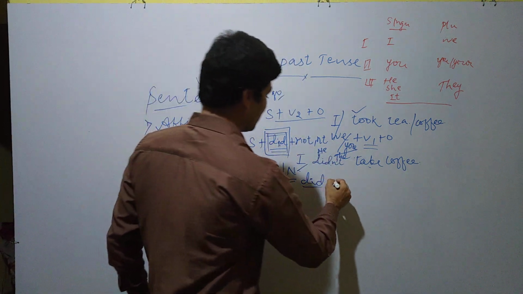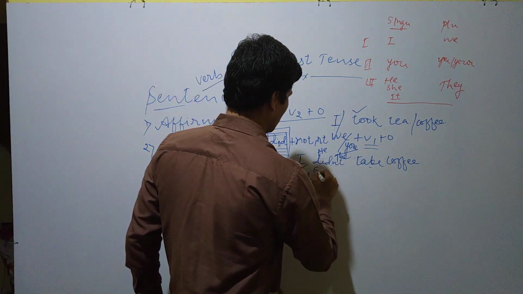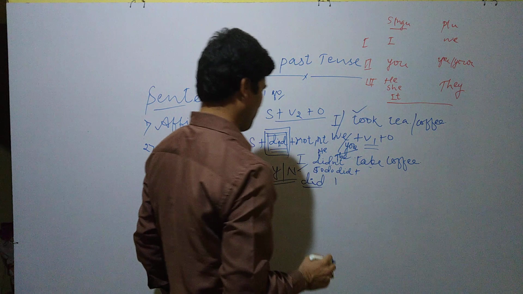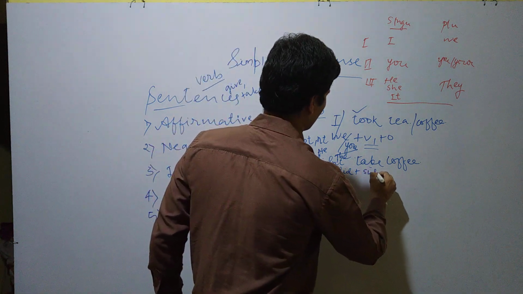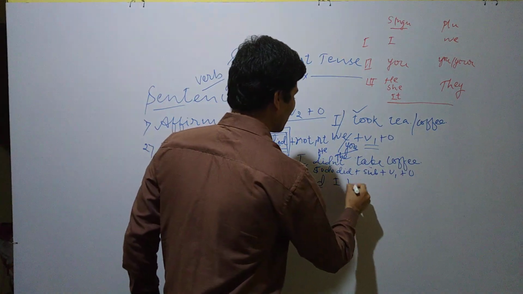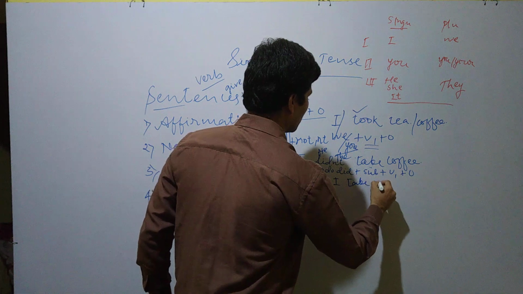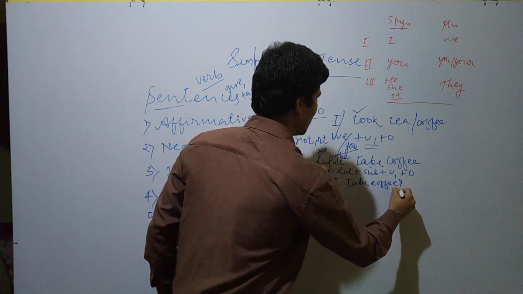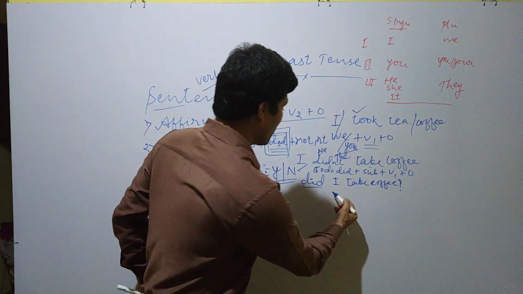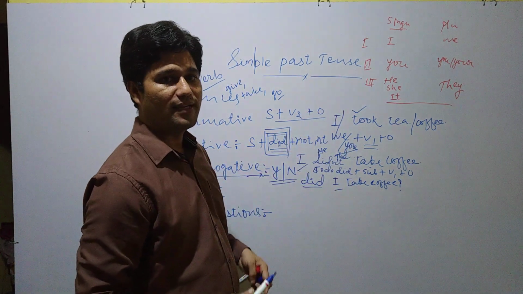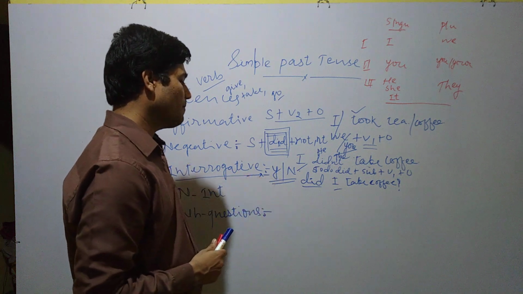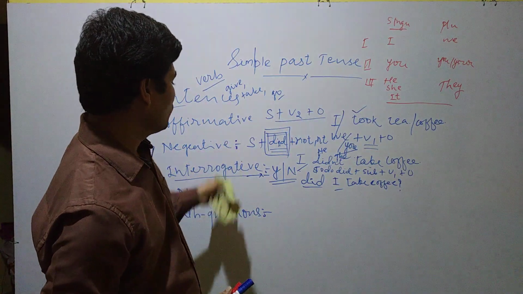So you can take did, then a subject, then V1, then object. Now, did I take coffee? That is our question. Then, did you take coffee? Did we take coffee? Then you can use did he take coffee? Did she take coffee? That is all about your interrogative sentence.